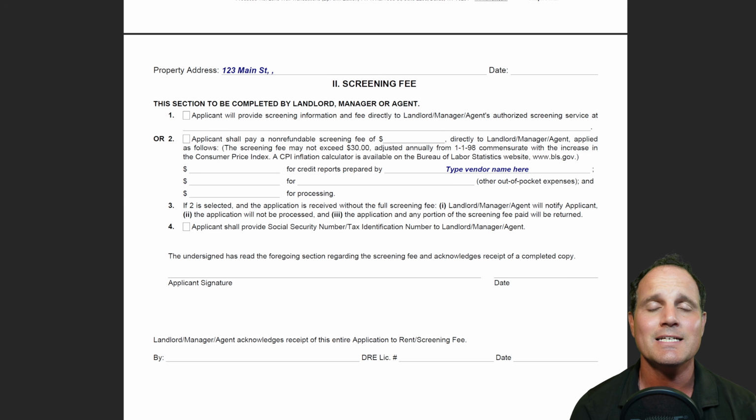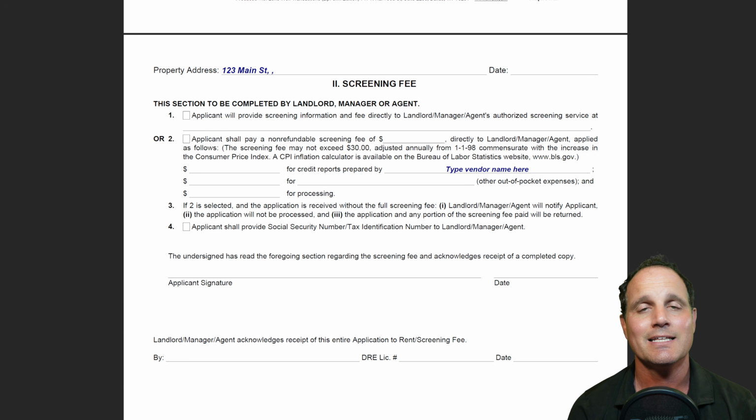The other important thing is this is generally a non-refundable fee. If you do not get the rental, if you're not approved for the rental, you don't get your money back. So know that going in. This can add up if you're applying for multiple properties.